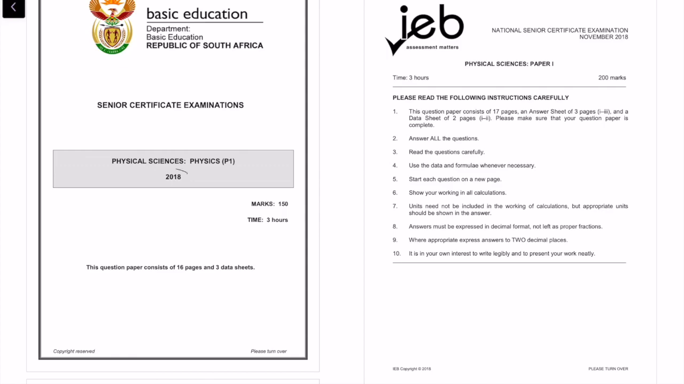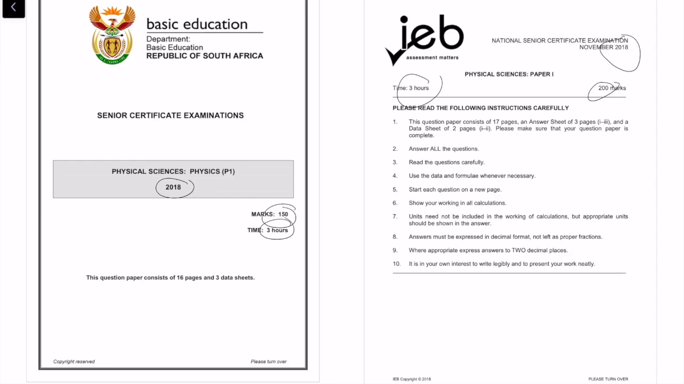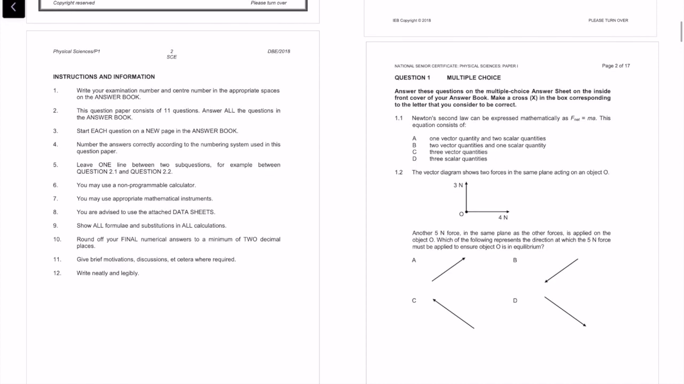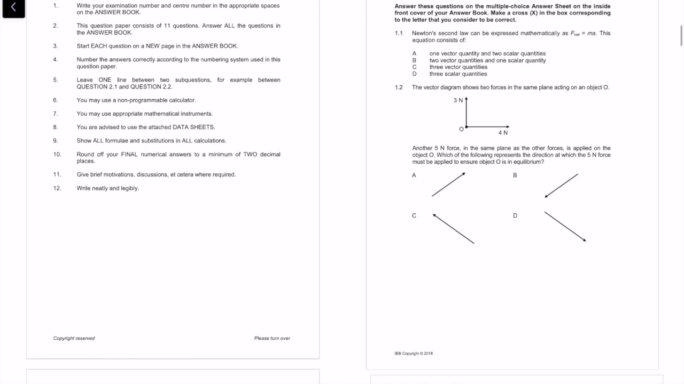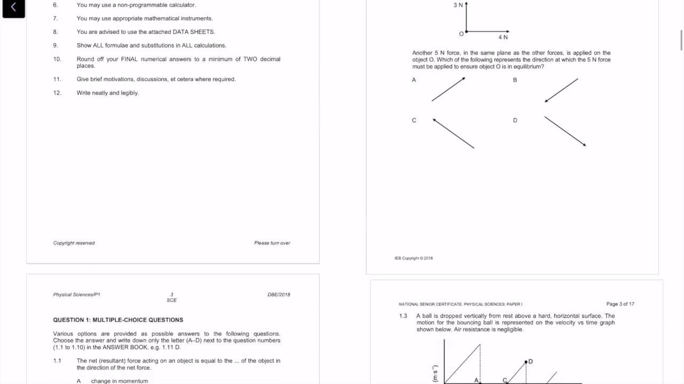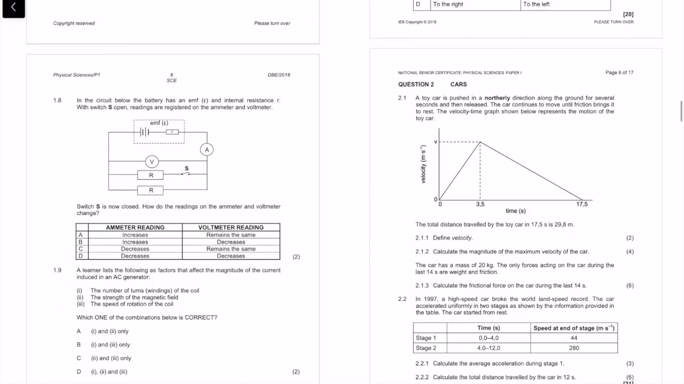I have got the 2018 November exams for both of them. The DBE is for 150 marks, whereas the IEB is for 200 marks, and the time allocation is 3 hours each. The mark allocation doesn't really matter, and the reason why I chose these papers also doesn't matter. They were truly random. If we go into the papers, both of them start off with some multiple choice, so let's skip over the multiple choice for now.